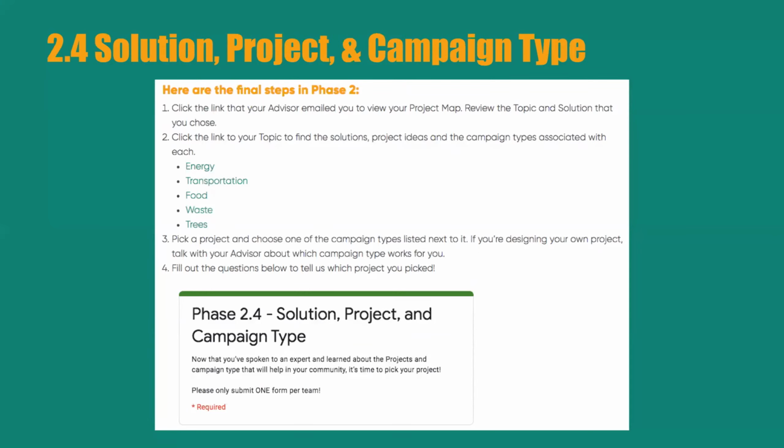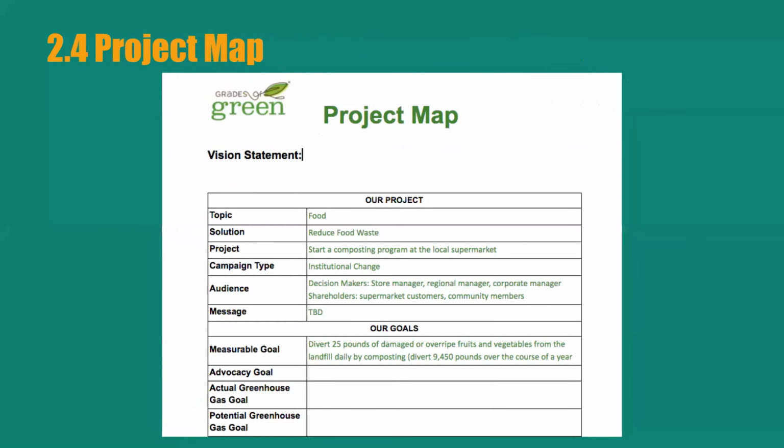Then in 2.4, your teams are going to be putting together everything they've chosen for their project during phase two. In this questionnaire, they're going to record the solution they've chosen, the campaign type they've chosen, and the project they're going to do. And at the end of phase two, and I think you're going to love this, your students are going to receive a link to a Google Doc of their personalized project map. Every time your kids submit responses to the questions embedded in the guidebook, key answers from their submissions are going to populate this project map.